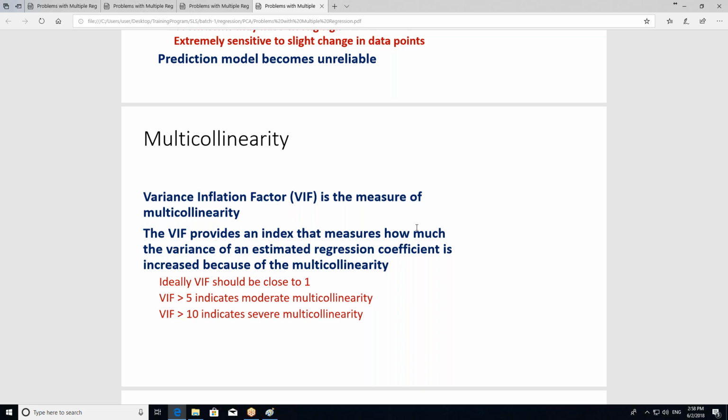So that is called variance inflation factor. Okay, somebody has put this question, what is variance inflation factor? Variance inflation factor is nothing but the measure of multicollinearity. The VIF provides an index that measures how much the variance of an estimated regression coefficient is increased because of the multicollinearity. So the VIF should be close to 1. If it is greater than 5 or greater than 10, it's horrible. You should not keep that variable, or you should try out other alternate options. So how will I get the VIF?